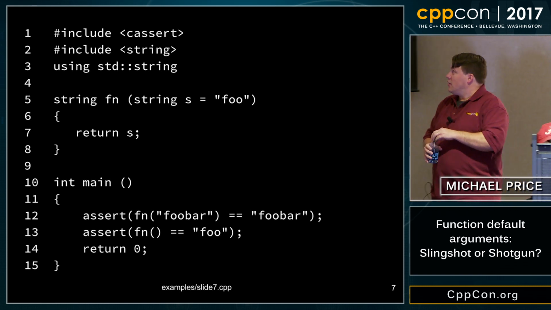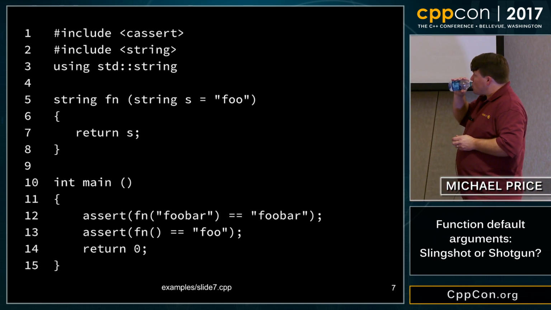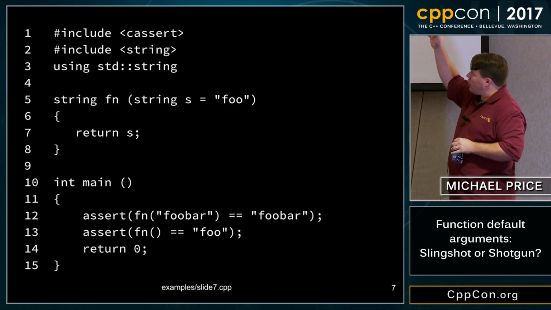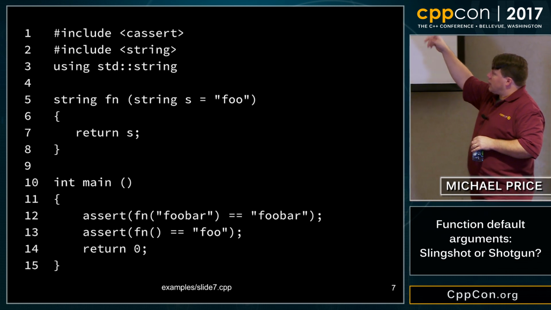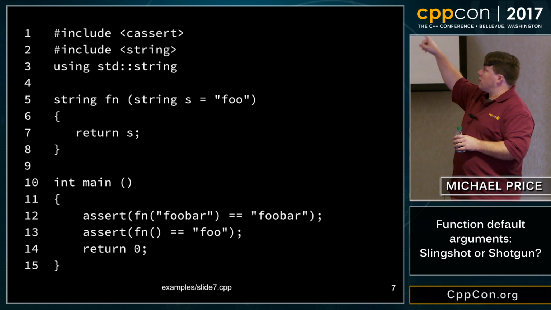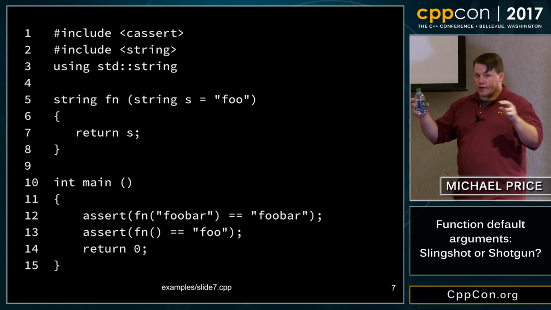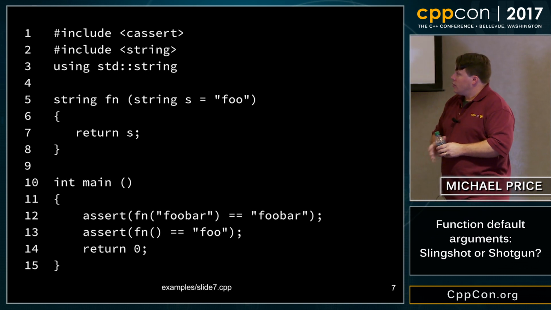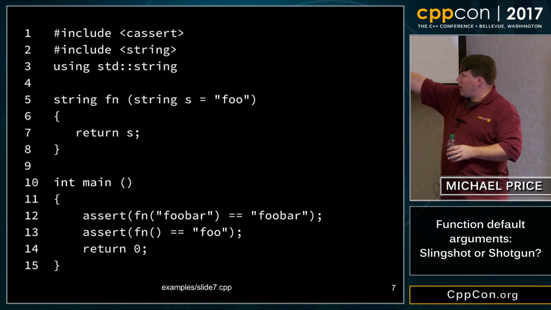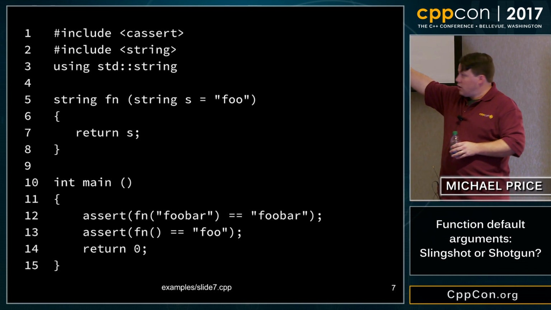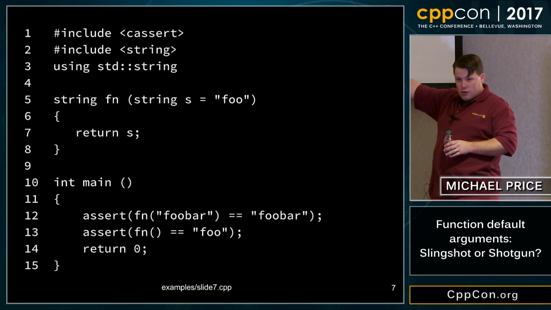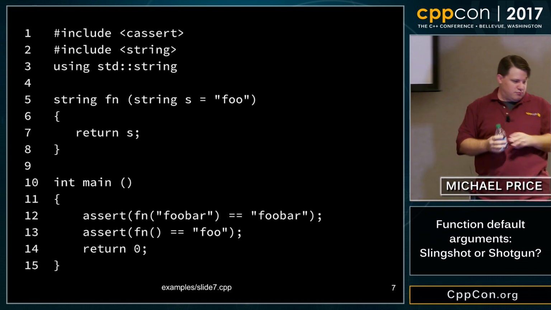So a simple example. I'll let you grok this for a second. Okay, so it's pretty simple. We have a function called fn that takes a string and returns a string. It just returns the string you gave it. And we provided a default function argument of the string "foo". Then in our main function here, we can assert that if you pass in a string to fn, you just get that string back. If you don't pass any string in, you should get the default back, which is "foo". Simple, easy, piece of cake.